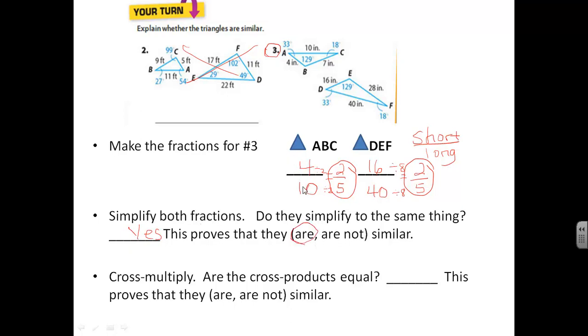If we cross multiplied, 10 times 16 is 160. 40 times 4 is 160.